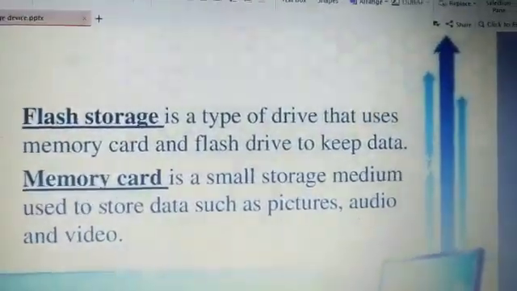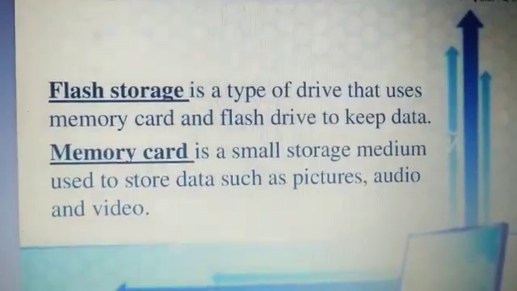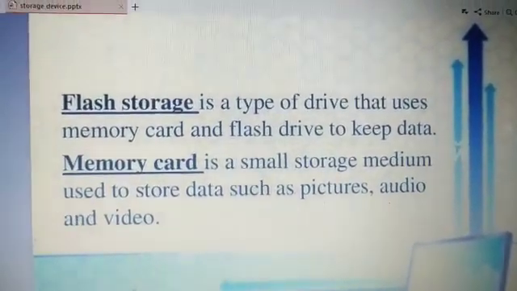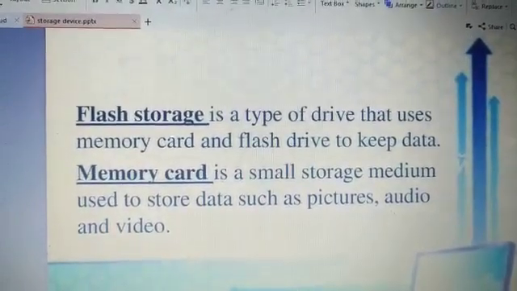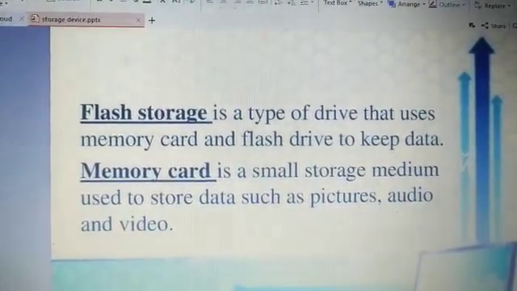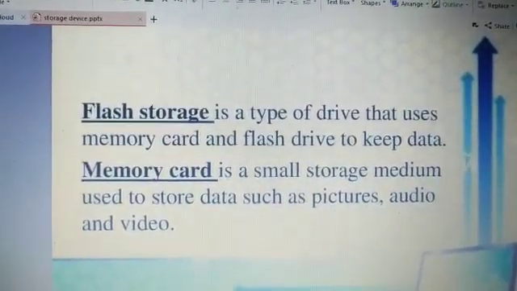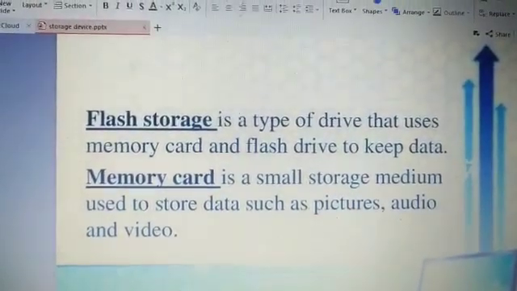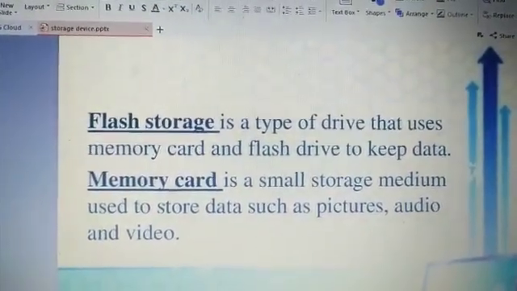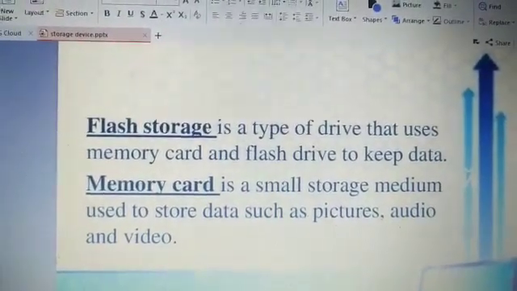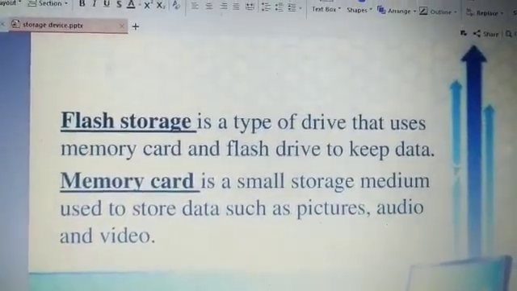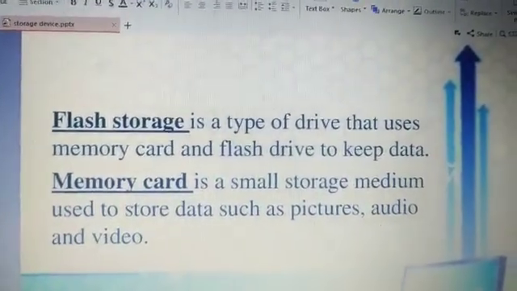Now let's move to flash storage and memory cards. This comes under flash memory. Flash memory is a solid state storage device, which means there are no mechanical moving parts and everything is done electronically. It works similar to an EEPROM and uses special transistors to store the memory.